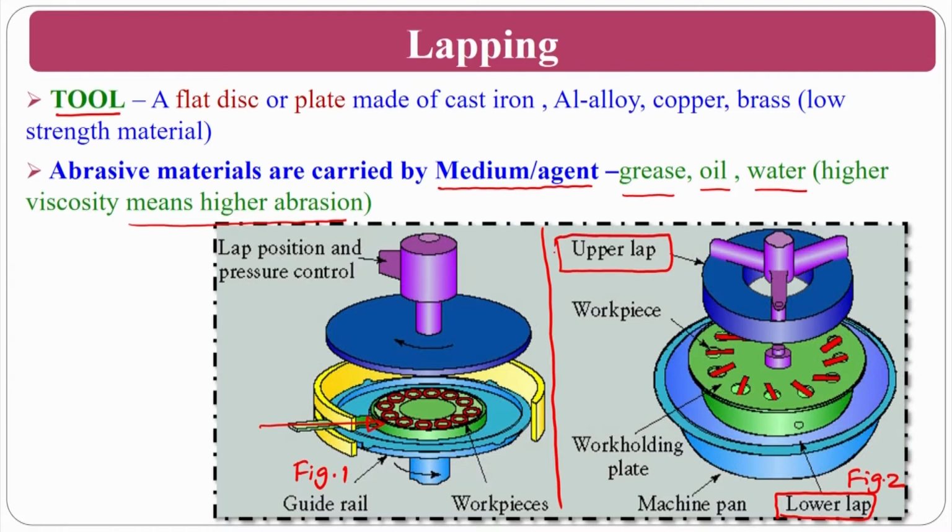So you will have two laps, in between you are holding the workpieces. So you can do it both ways, but the second one, figure 2, is quite economical, because for the same input you can do on both sides.